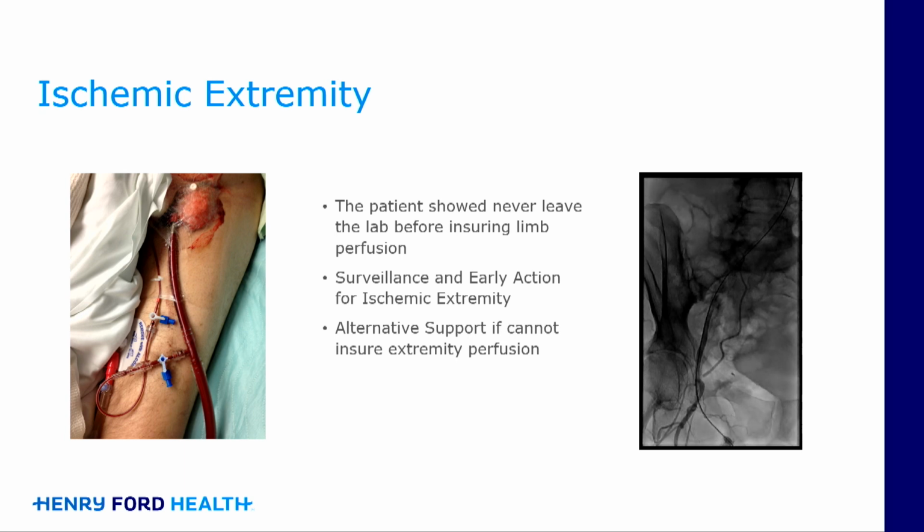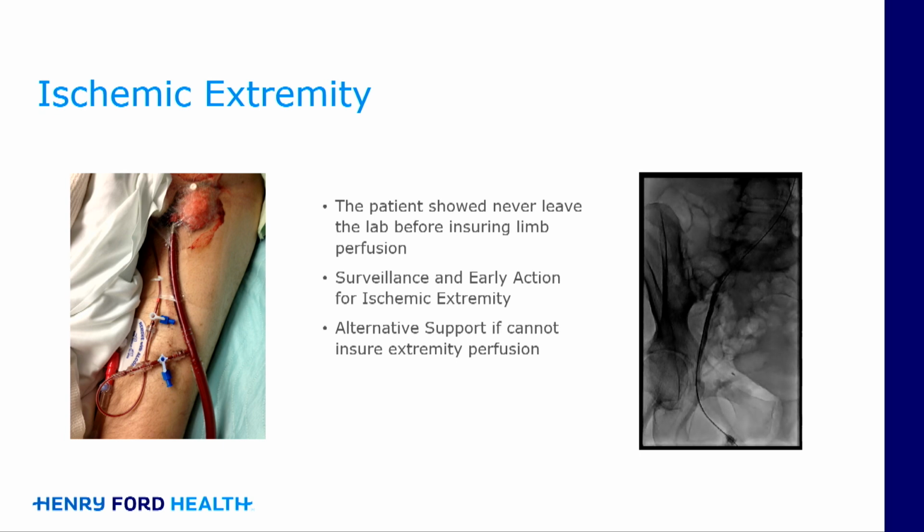So the patient should never leave the cath lab before you ensure really good perfusion in the leg, or the arm for that matter if you go from the extremity. It's very important when they send them to the ICU that they have early surveillance for ischemic extremity. And in those continuous flow, when you look on the left here, the patient has a sheath and has antegrade perfusion or retrograde perfusion of the limb.